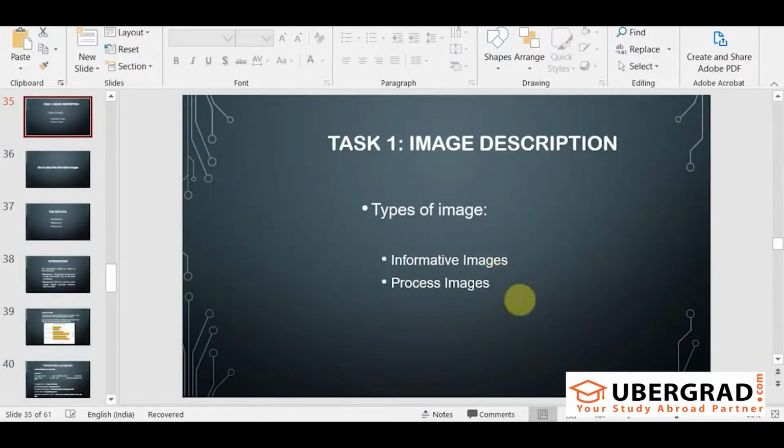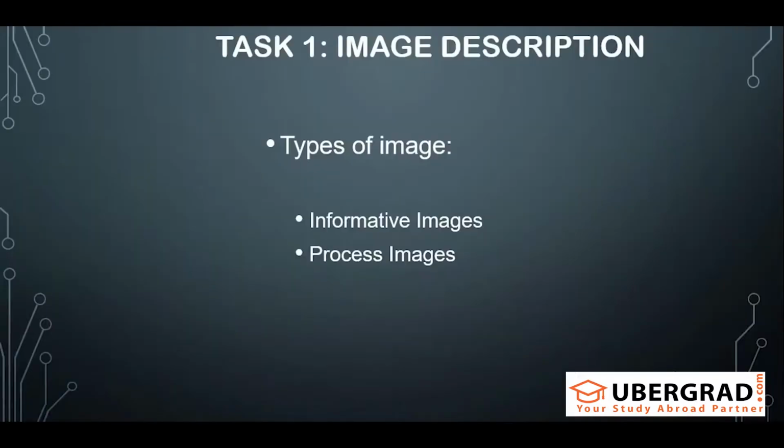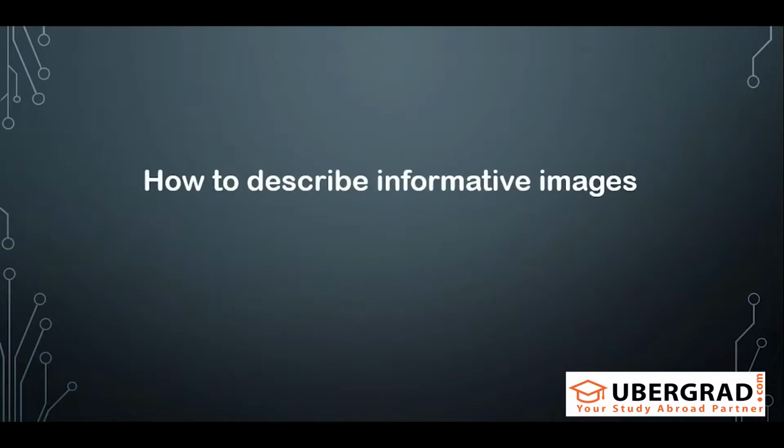You may have informative images or process images. What are informative images? Line graphs, bar graphs, and pie charts. Those things are informative images. What are process images? Something will be shown to you, some kind of process, like a manufacturing process or such things. So how to describe informative images first?